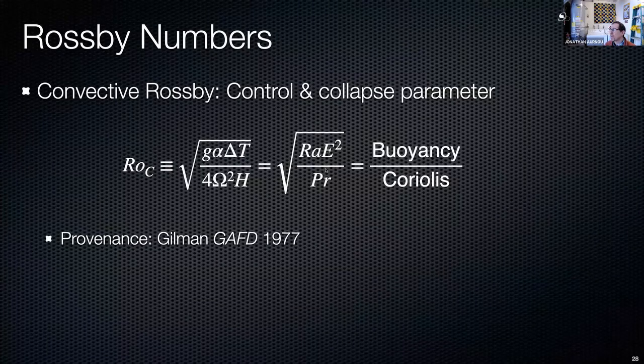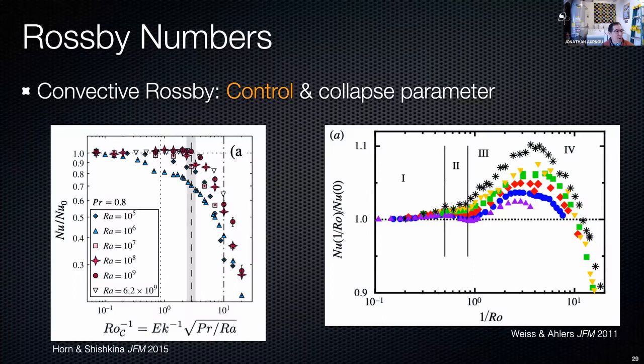It was a very nice paper, one of the first studies of solar convection zone physics. I believe he went up to spherical harmonic 16 at the time, and it's actually an amazingly impressive study. And in that, he first defined this parameter, as far as I can tell. And it's really ubiquitous now. So here it is in a couple of different studies used as the control parameter. The one on the left is Horn-Shishkina 2015, and on the right is Weiss and Ahlers 2011. Both are studies of rotating convection, and both are coming from what I would call the fluid physics community.